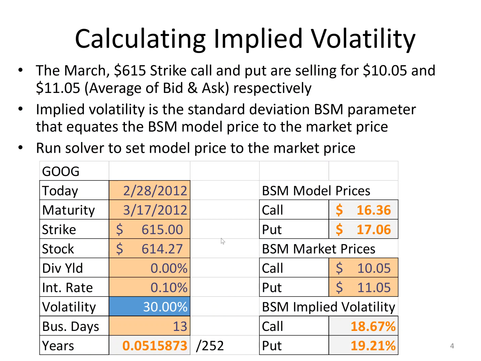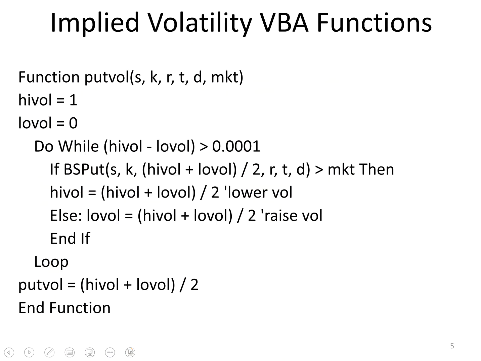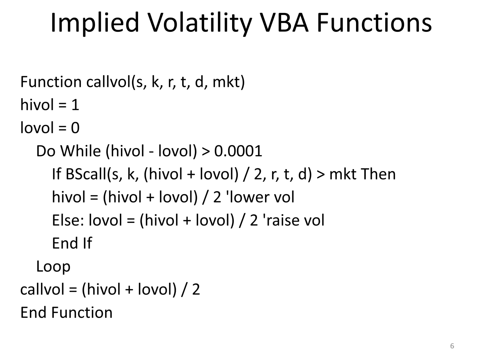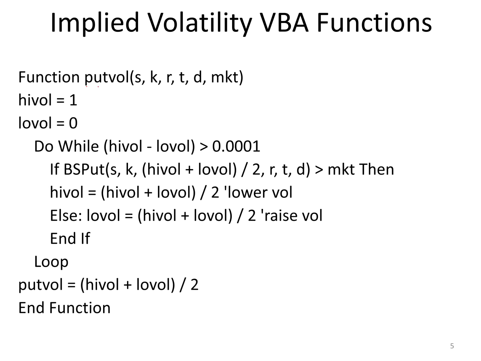So what I'm going to do now is show you a function that can do what we just did. It's basically going to replicate Excel's Goal Seek. And the nice thing about this function is you don't have to run Solver if you simply enter the market price as a parameter and use the Black-Scholes model, and this will actually calculate the implied vol for a put, and the next slide will be for a call. So this function is called put vol.